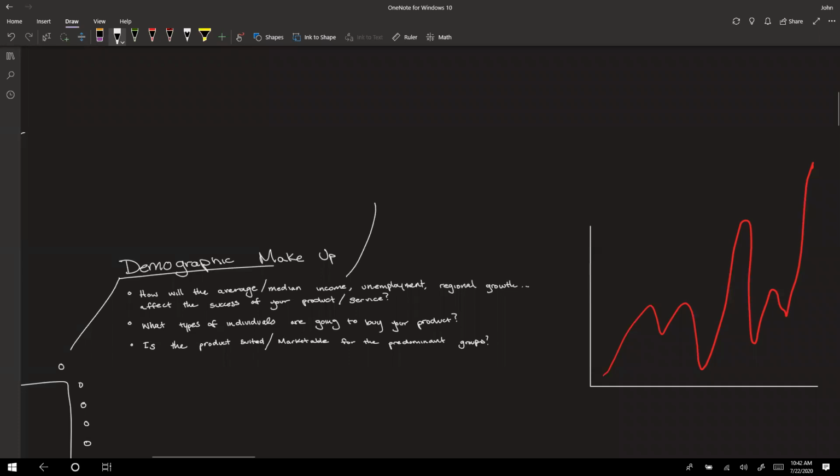So the median income and the standard of living, the unemployment in a region, and regional growth all matter. Median income: how much can people afford, right? Unemployment: is the region that you're in a place that is doing very well economically? So can they afford to buy your product? And regional growth: if the regional growth in an area is going down, if fewer and fewer people are living in that area, is it a good idea for you to start selling there, right? Because if it's going down, then the number of people who will potentially buy your product is disappearing. Then you don't want to be in a place like that.